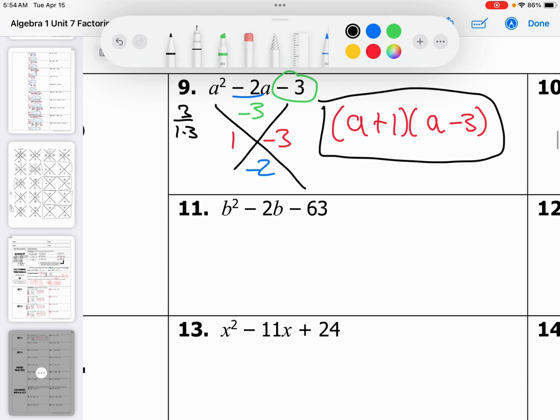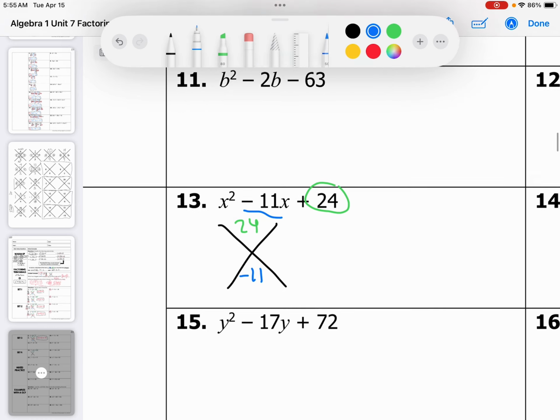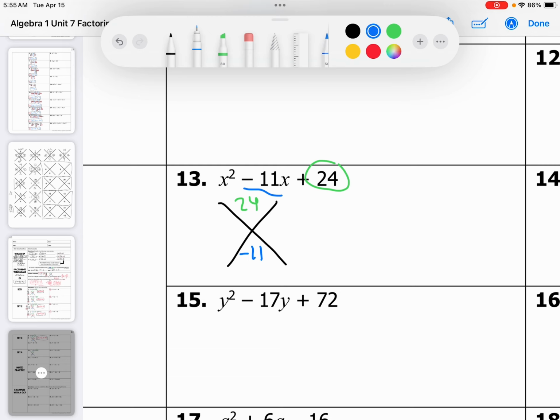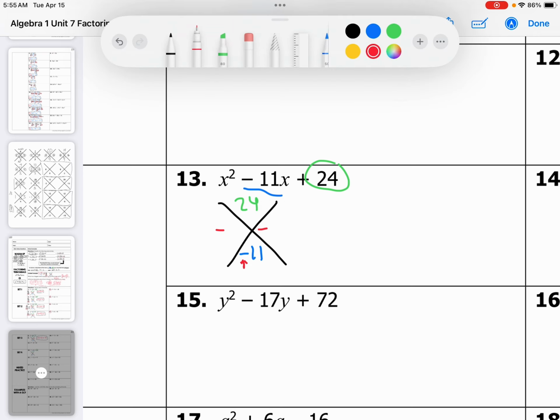So now I'm going to go on to number 13. On number 13, I'd set up this x where 24 would go on top and negative 11 would go on the bottom. Now if I need to multiply to a positive 24, and add to a negative 11, that's going to tell me that both of my numbers need to be negative. Because in order to multiply to a positive 24, we either have to have a positive times a positive or a negative times a negative. And if I'm adding to this negative 11, that means that both of them are going to have to be negative in order to be able to add to negative 11.